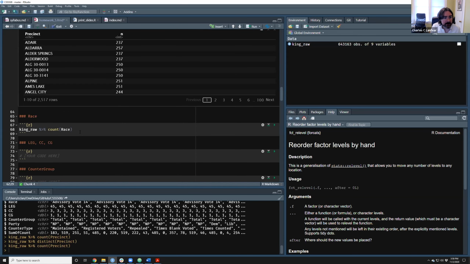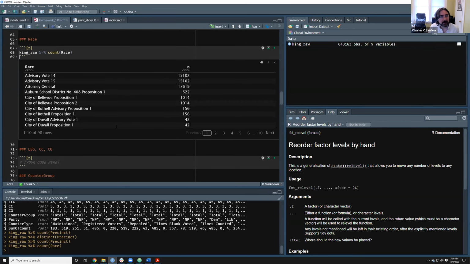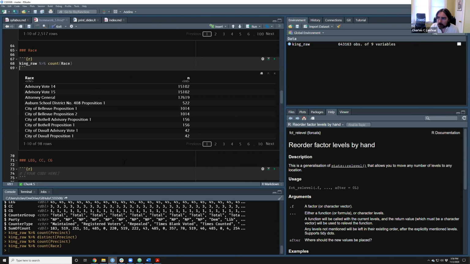Okay, so next thing, let's look at the count of the races. So this is a wonky variable here. Race includes things like advisory vote 14, but it also has races for positions. You vote on an attorney general, and you also vote on things like advisory votes. There are all these propositions. You can see over here 98 rows means that there are 98 different things people got to vote on in this election, which probably depends where they were in the state.